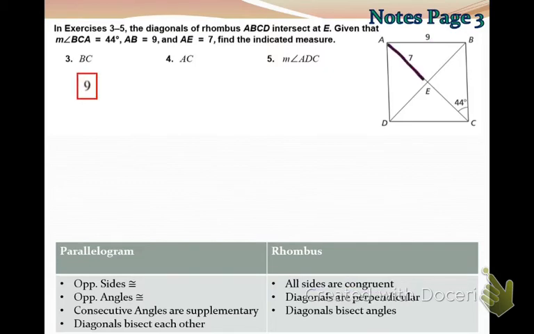AC, side or diagonal? Diagonal. So we know a couple things. Diagonals bisect each other. Diagonals are perpendicular. Diagonals bisect angles. So which one of these is going to help us figure out the full length? Yeah, they bisect each other. So you have half of the line, right? Which is 7. So what's the other half going to be? 7. So then the full length? 14.